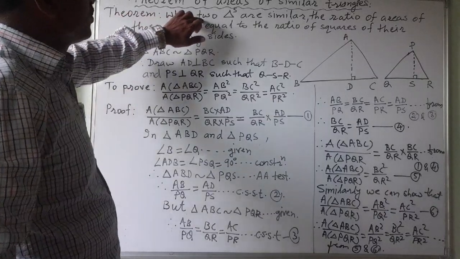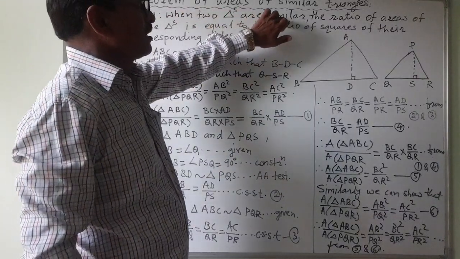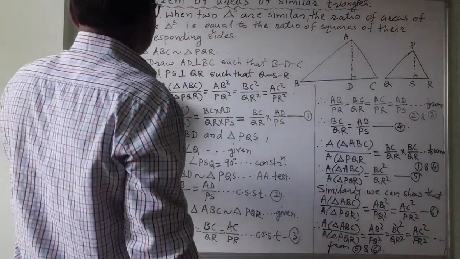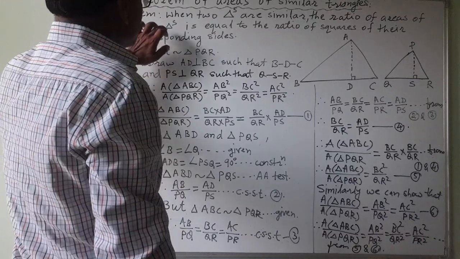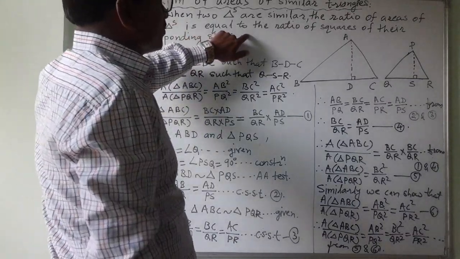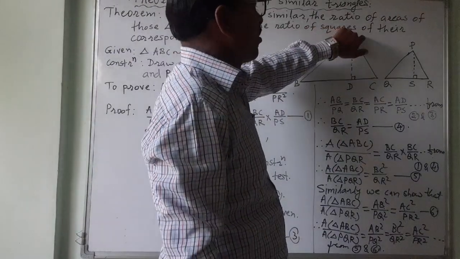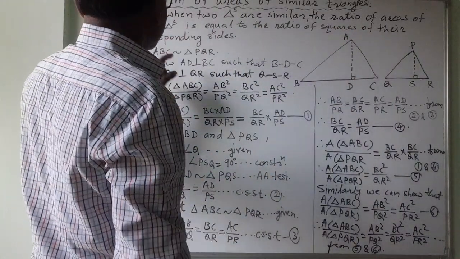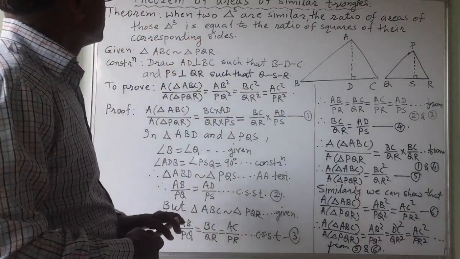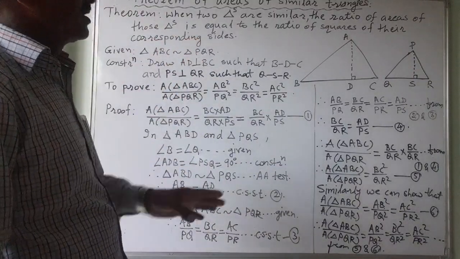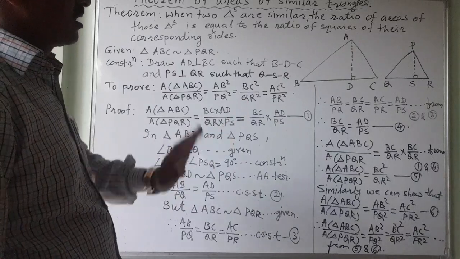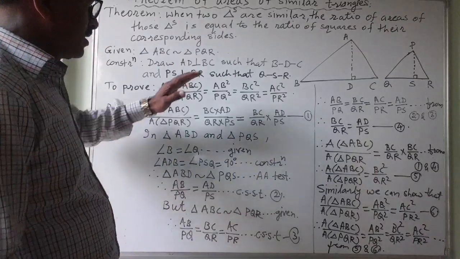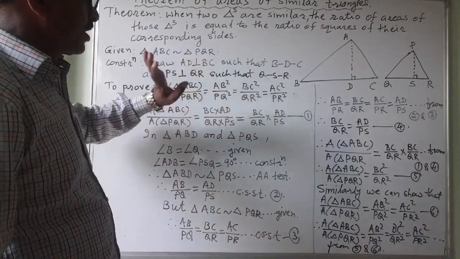The statement is: when two triangles are similar, the ratio of their areas is equal to the ratio of the squares of their corresponding sides. It means two triangles should be similar, that is a must. And then what is the ratio of the area? Make the square of the side and take the ratio of it.